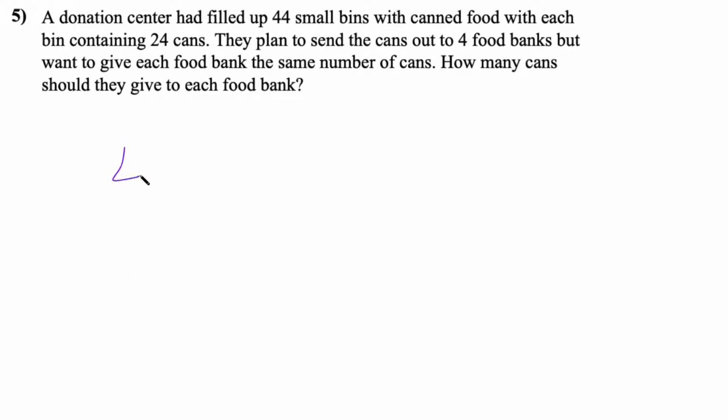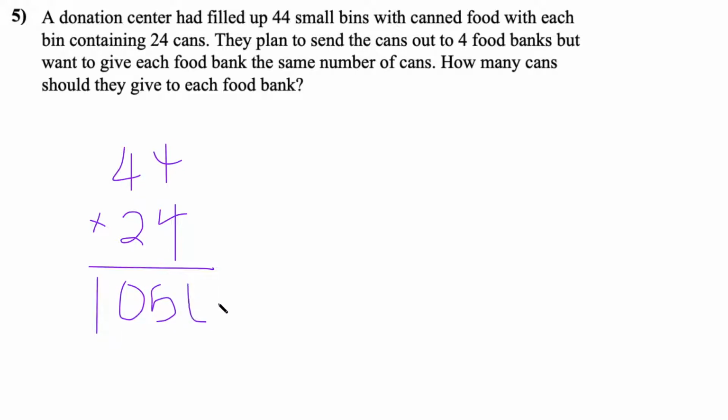So we have 44 small bins, and each bin has 24 cans. So, in order to find out how many total cans they have, we're going to multiply. So, 44 times 24 cans is 1,056 cans. So, that's how many total cans this donation center has.